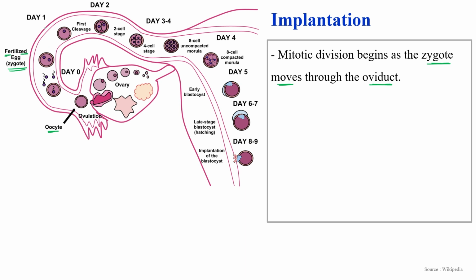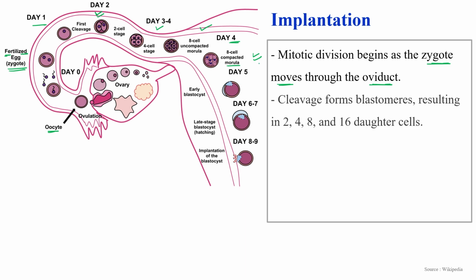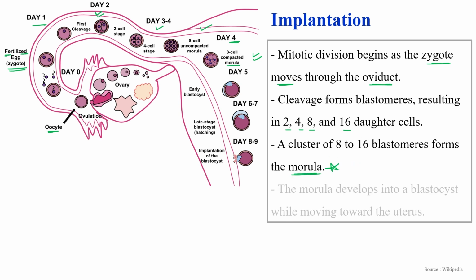On day 1, first cleavage, giving the 2 cell stage; from day 3, the 4 cell stage, then the 8 cell stage, and then on the 4th day a compacted morula has been formed. So from day 1 to day 4, very fast continuous division occurs. Cleavage results in 2 cell, 4 cell, 8 cell and 16 cell stages, and a cluster of 8 to 16 blastomeres is known as the morula stage.